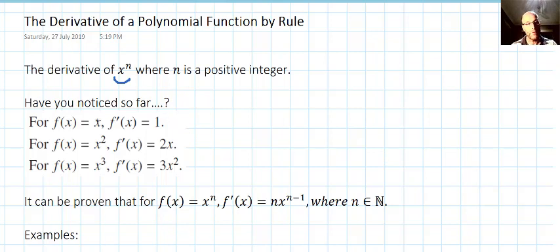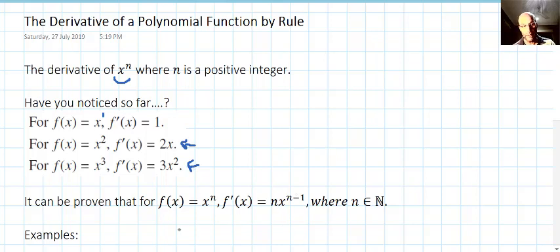So far, if you've been watching the previous videos and been working on this, have you noticed that if we take the derivative of something like x to the power 1, which is just x, the derivative is a constant 1. The derivative of x squared, which you've definitely seen in the previous videos, comes out as 2x. The derivative of x cubed type terms comes out as 3x squared.